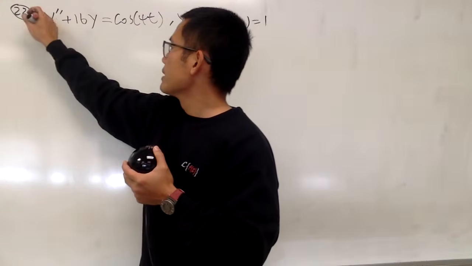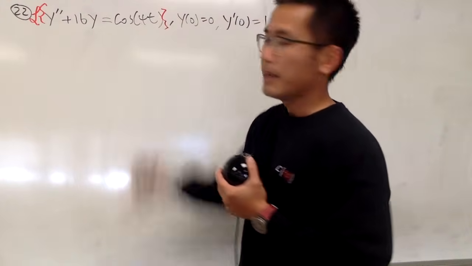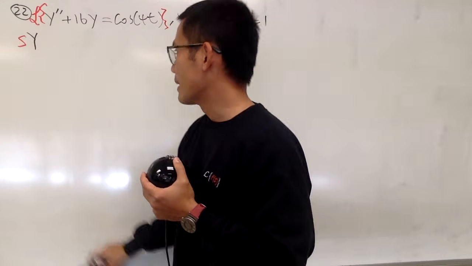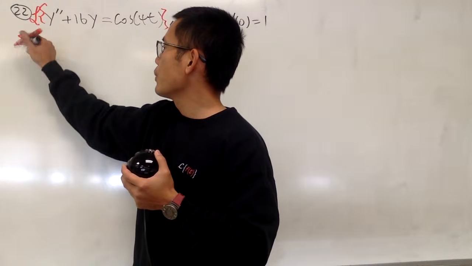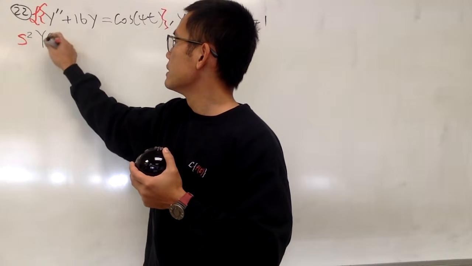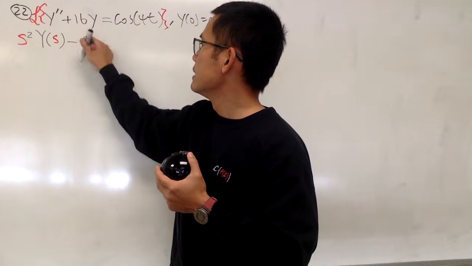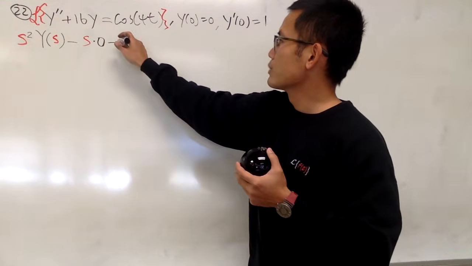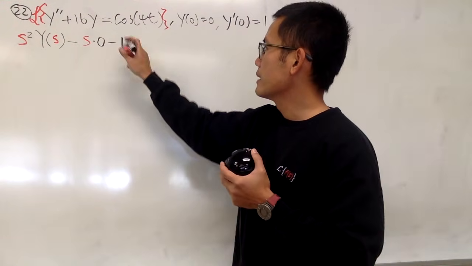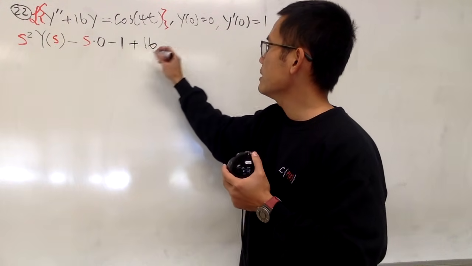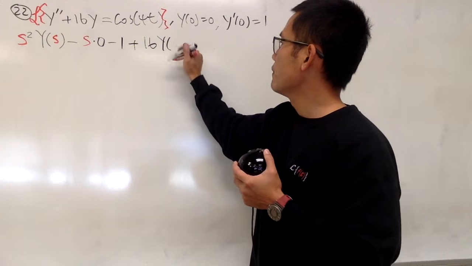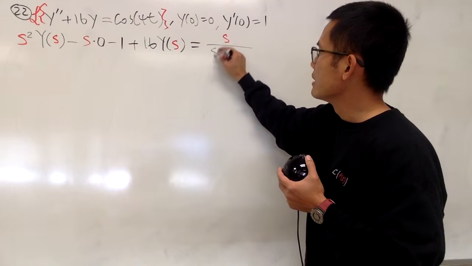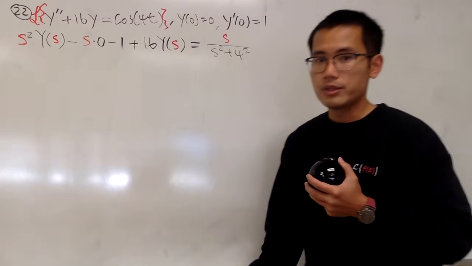All right, so now go ahead and do the Laplace. Here we go. For the first one, we have s squared y of s minus s times this, which is going to be 0. That's nice. Minus that, which is minus 1. Okay, that's the Laplace of the second derivative, right? And plus 16, and then we have that is just y of s. And that's going to be, we have s on the top, and then this is s squared plus 4 squared. So that's pretty much it.